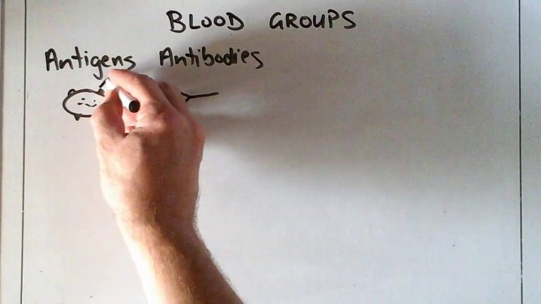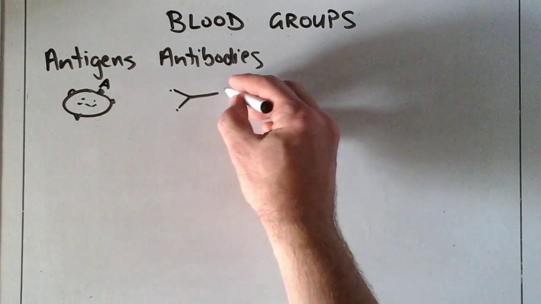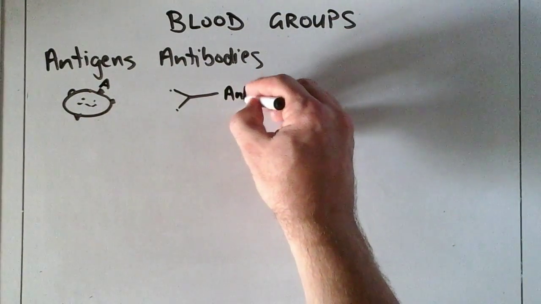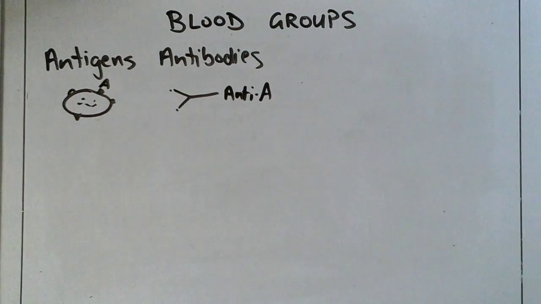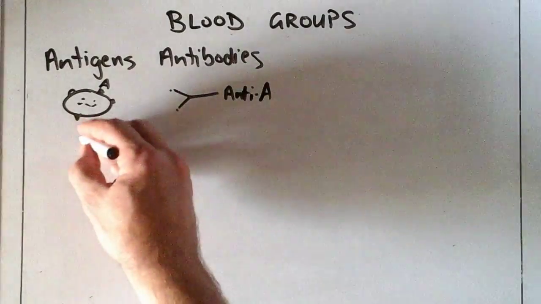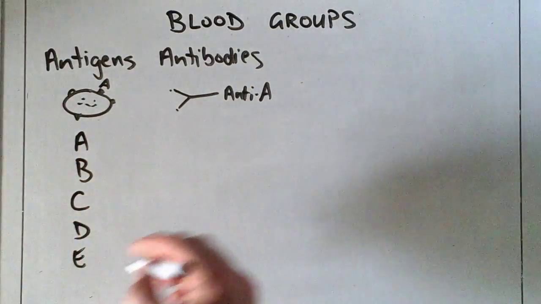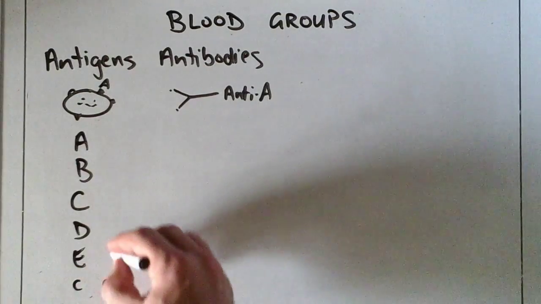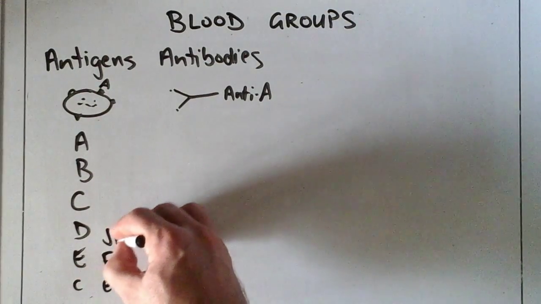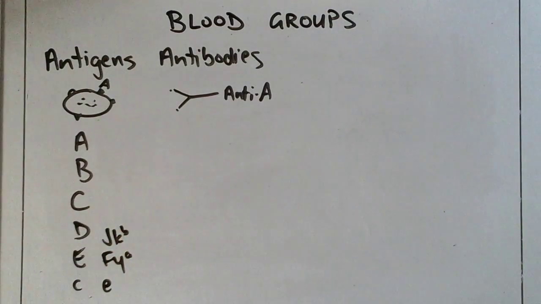So if our group here was, say, group A, then we would call this antibody anti-A. And there are a range of different recognized blood groups. We have the A group, we have B, C, D, E, and there's even little c, little e, and a bunch of different ones, JK and Duffy and so on. They're all different kinds of chemicals found on the surface of the red cell, all of which can potentially produce an antibody.